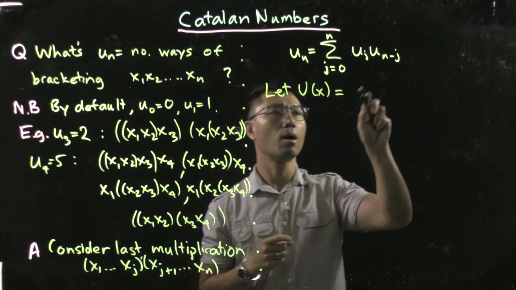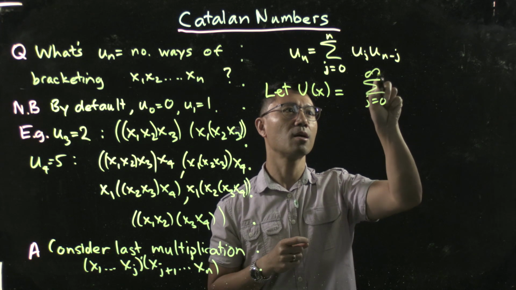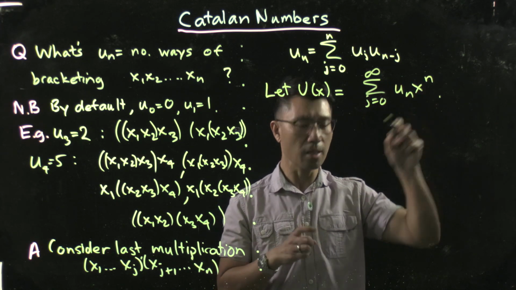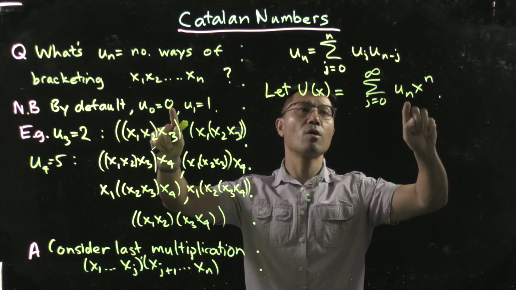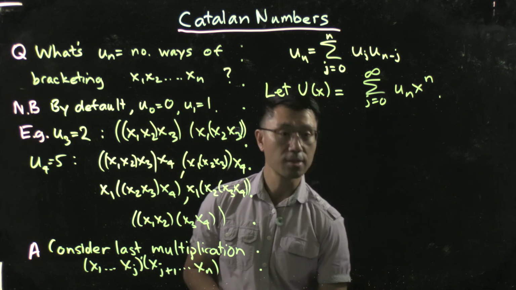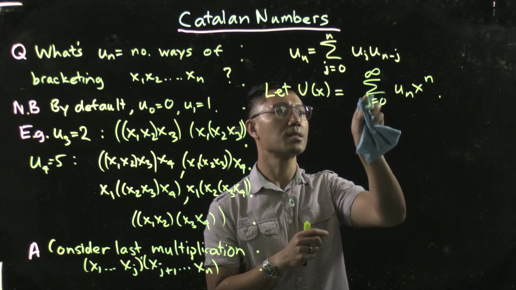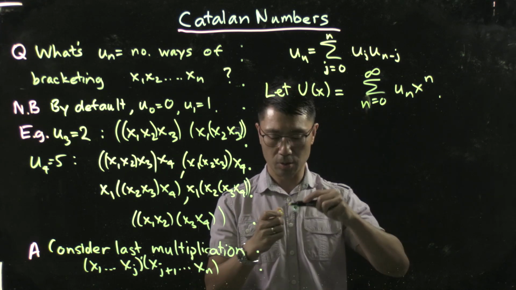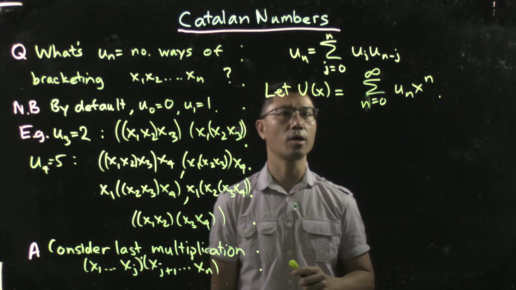is going to equal the sum from n equals 0 up to infinity of u_n x^n. That's your generating function. Of course, u_0 is 0, so actually it starts at n equals 1, but we'll write it like that because that's the general form. Okay, so let's have a look and see what's going on here.